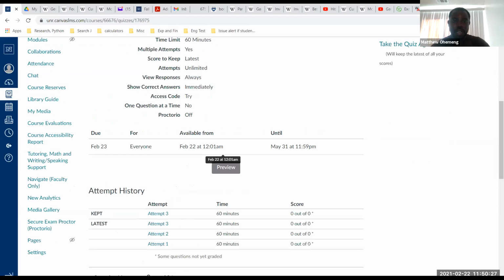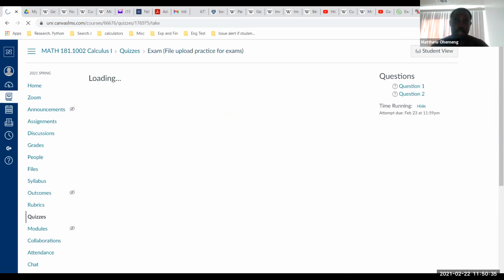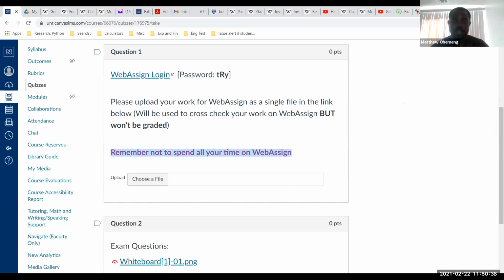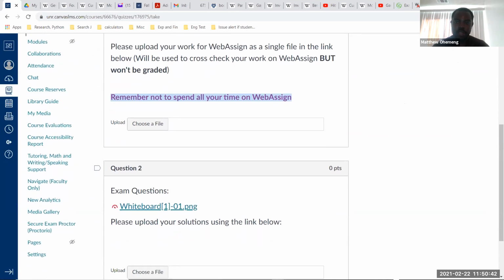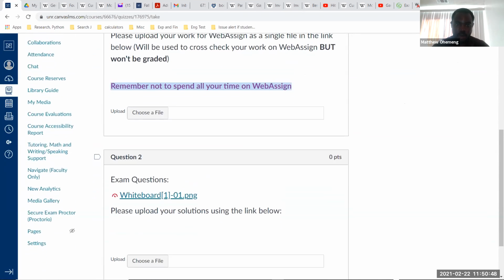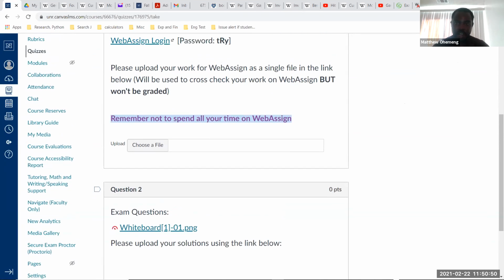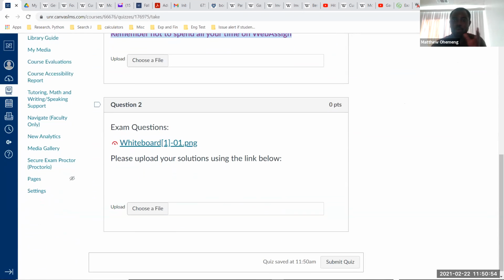So use this for practice. On the exam, it will look like this. The password is try, uppercase T, and then R-Y. Practice using this: come here, try and upload a file of more than 2 pages, and practice with it so that on the day of the exam, you won't be lost as to what to do.